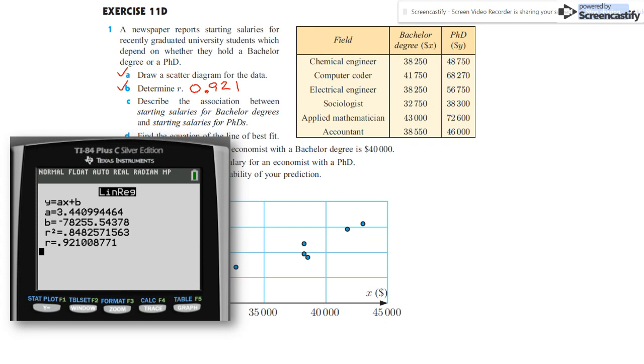And then for part C, again, we want to describe the association. Whenever we're asked to describe the association, describe the relationship, that is referring to when you calculated R. So that value of R tells you everything that they're asking for in part C, the strength and direction of that relationship. So the strength, 0.921, I would say there is a strong, positive association or relationship between those two things.